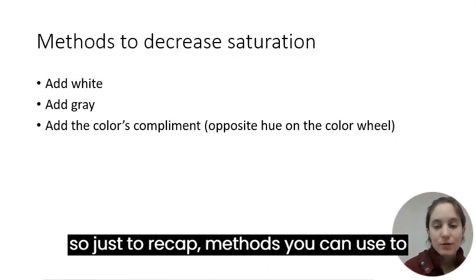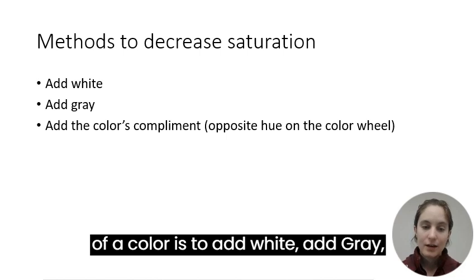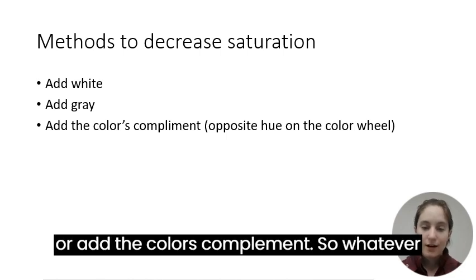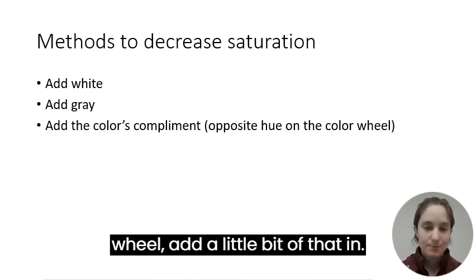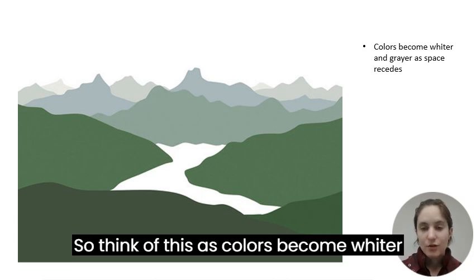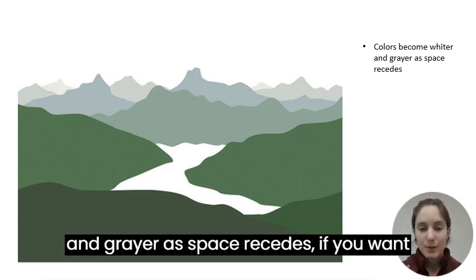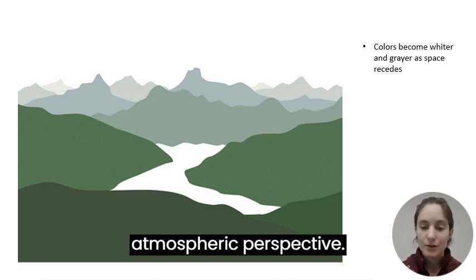Okay, so just to recap, methods you can use to decrease the saturation or the intensity of a color is to add white, add gray, or add the color's complement. So whatever color is opposite on the color wheel, add a little bit of that in. So think of this as colors become whiter and grayer as space recedes if you want to get that illusion of depth or that atmospheric perspective.